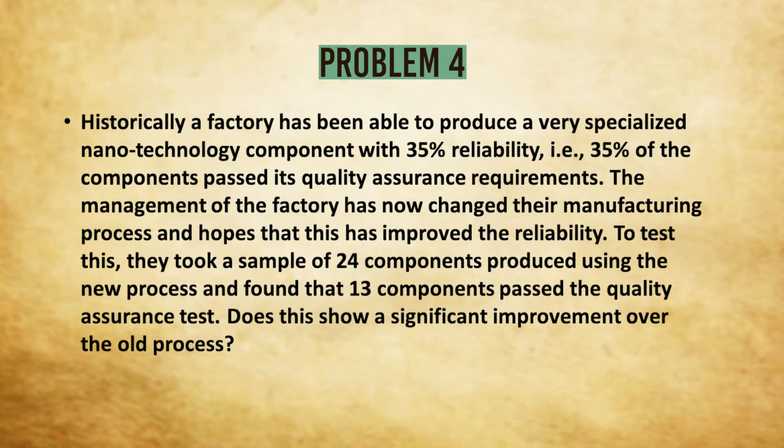We come to the next problem. Historically, a factory has been able to produce a very specialized nanotechnology component with 30% reliability. What do you mean by that? That is, 30% of the components passed its quality assurance requirements. The management of the factory has now changed their manufacturing process and hopes that this has improved the reliability. To test this, they took a sample of 24 components produced using the new process and found that 13 components passed the quality assurance test. Does this show a significant improvement over the old process?